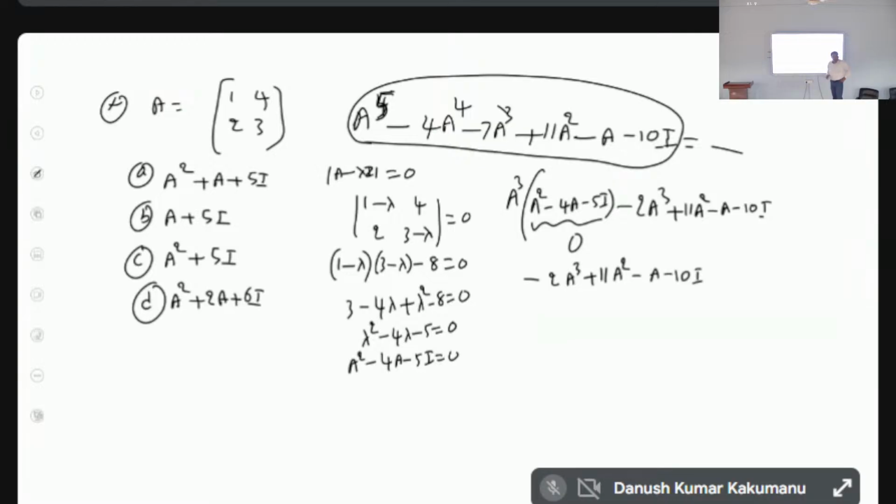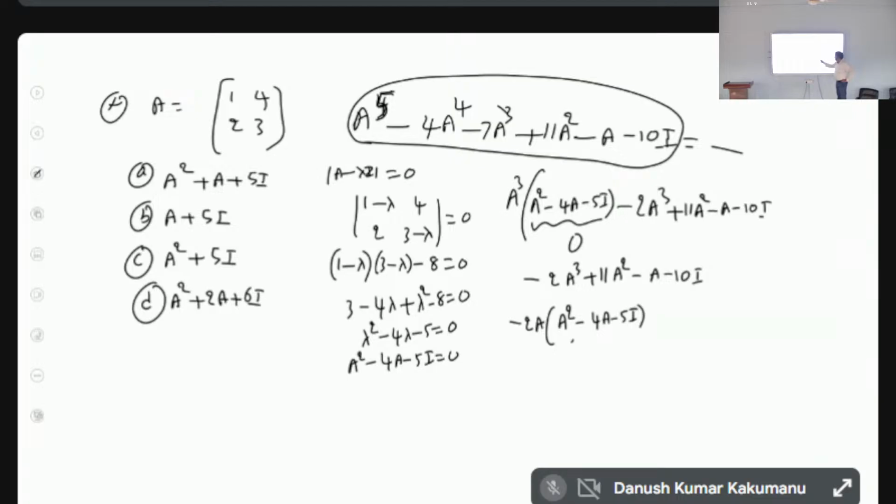Look here, again we have to bring this into the same term. For that I take minus 2A common, giving minus 2A times (A square minus 4A minus 5I). Now adjust the terms. Minus 2A cube is there. Observe.